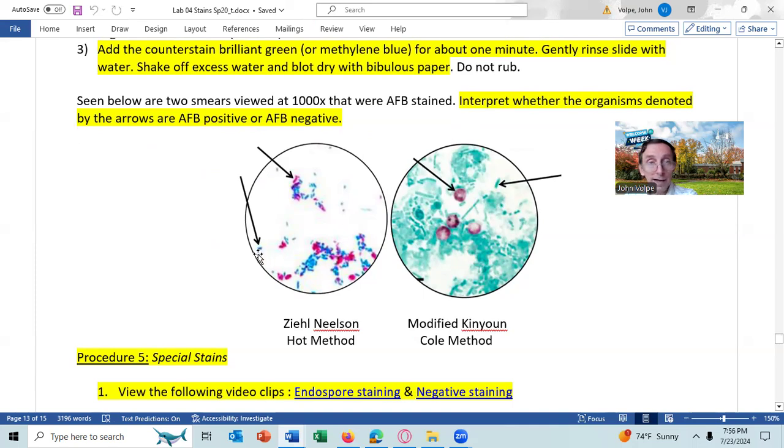The leftmost cell is, tell me what it is in the first picture, and in the first picture, the rightmost cell is. On the second picture, tell me what the leftmost cell is, and then tell me what the rightmost cell is. Any question about procedure 4? Make sure you answer the questions or it'll be wrong. Not the question, answer the arrows in this case.